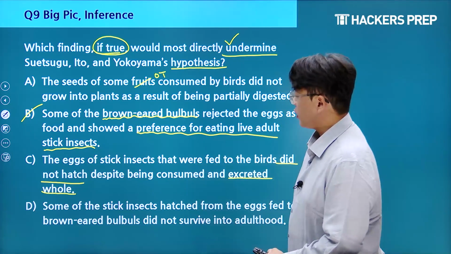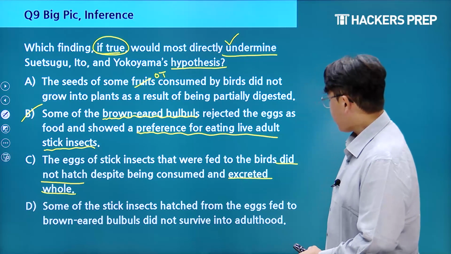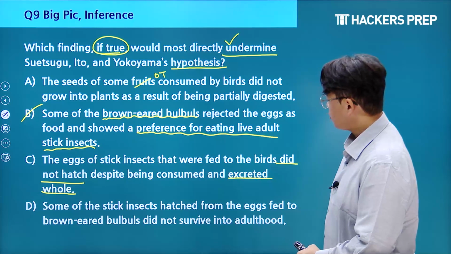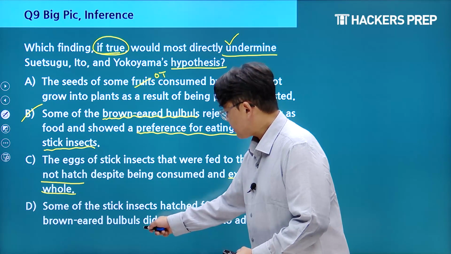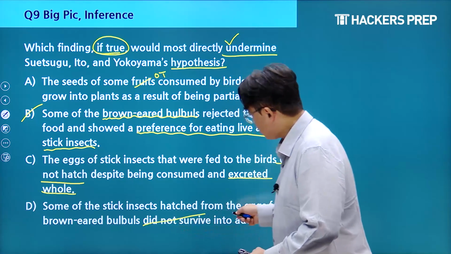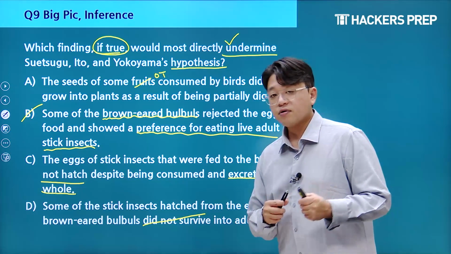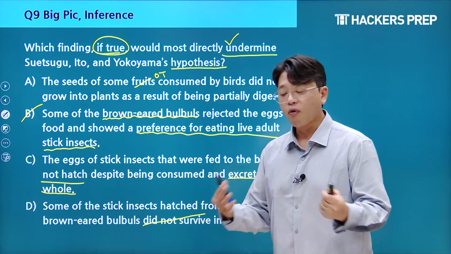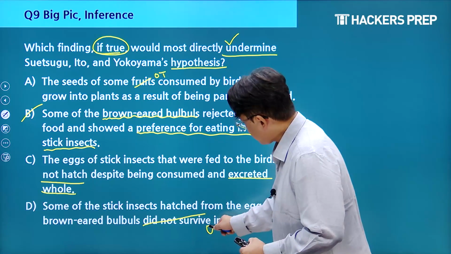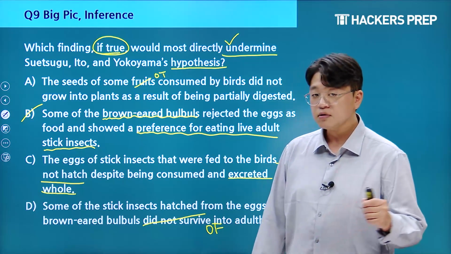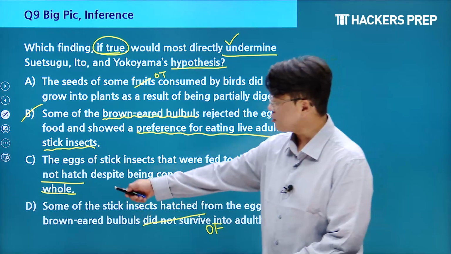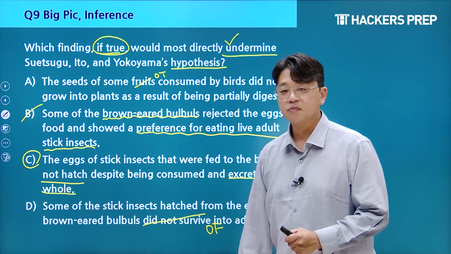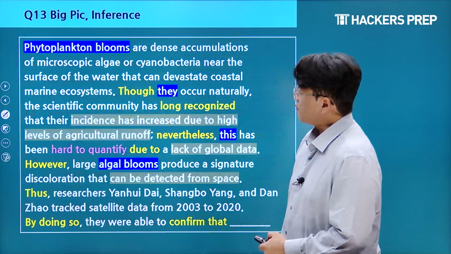And let's look at the last one. Some of the stick insects hatched from the eggs fed to brown-eared bulbuls did not survive into adulthood. Stick insects not surviving into adulthood is not the concern of the hypothesis, right? The hypothesis is only concerned with the insect's propagation. So this would certainly be an off-focus element. That has nothing to do with the hypothesis. So we're left with answer choice C, which clearly undermines or weakens the hypothesis being provided. All right, let's move on.